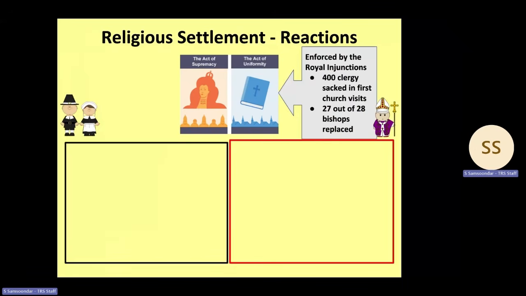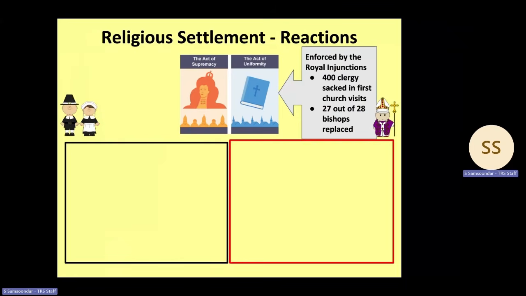Because bishops were high up in the church, they probably felt they needed to be more loyal to their religion, to their church. So that's why they were stronger in their opposition. Either, from their point of view, the settlement was not Catholic enough, or it was too Catholic. So 27 out of 28 bishops resign and are replaced. So that is a significant amount of bishops.